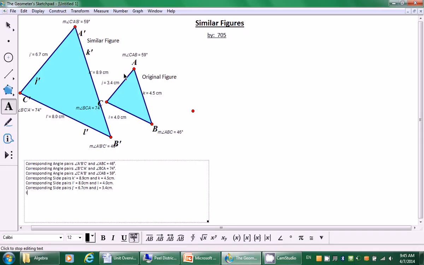The corresponding side pairs have a scale, sorry, bad typing, have a scale factor of 2. Now remember when we dilated it, the fraction was 2 over 1. This is why the scale factor is 2. Does that make sense? Okay.